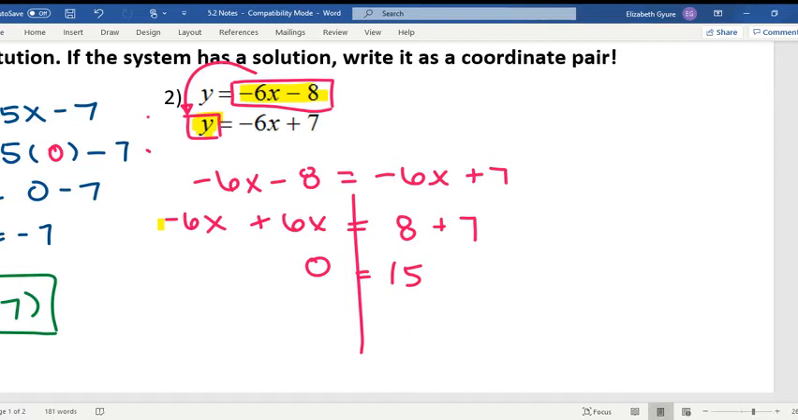Now, does 0 equal 15? Lynn, are you paying attention to your drawing? This is just tricky. I want to make sure that you're following along. So does 0 equal 15?